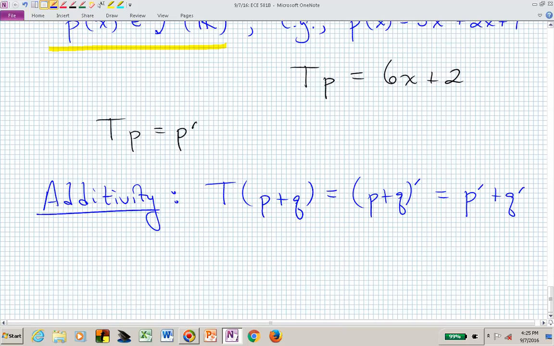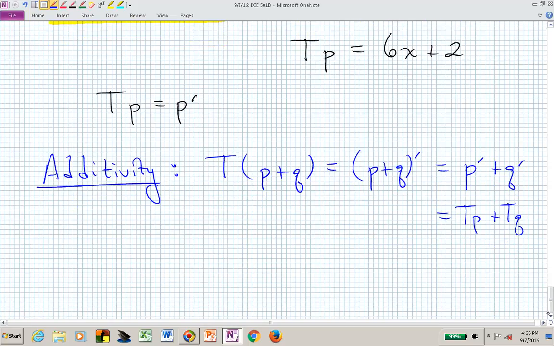That's equivalent to the differentiation of P plus the differentiation of Q. But by definition of T, what is that? That's TP plus TQ, and that's now what I wanted to show, additivity. T of P plus Q is the same as TP plus TQ. Additivity is indeed satisfied for the differentiation map.